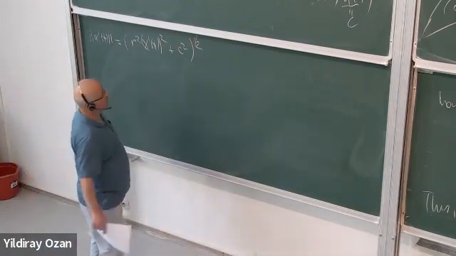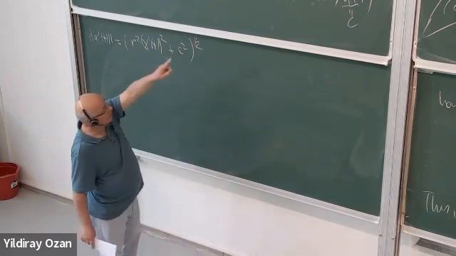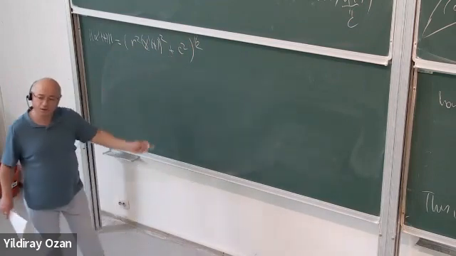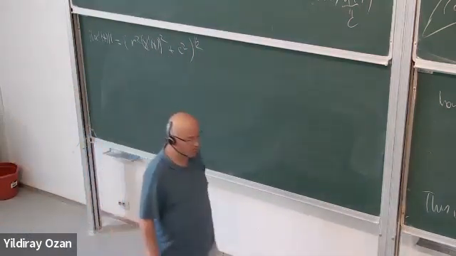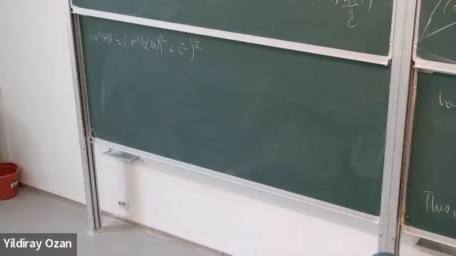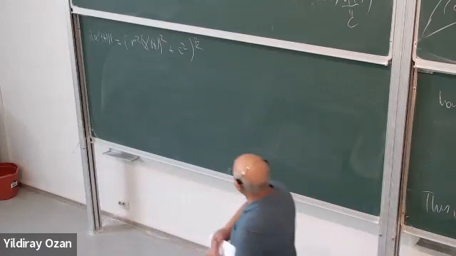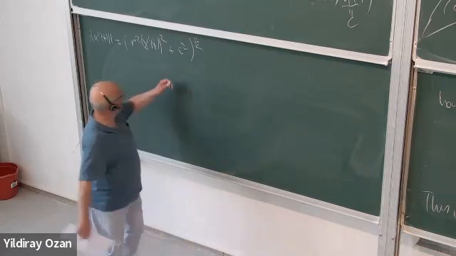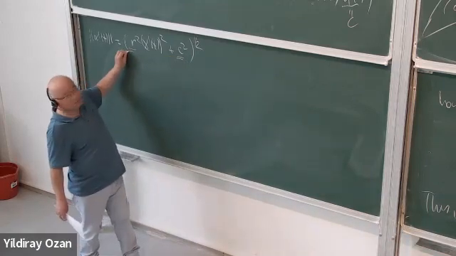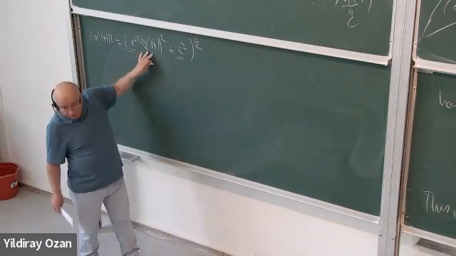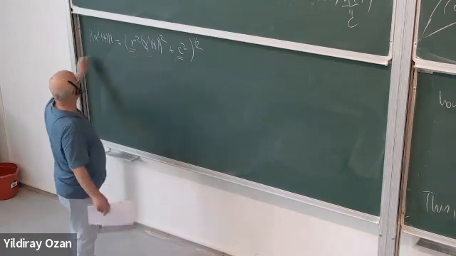This quantity must be constant because this is the speed of the alpha curve, and alpha is a geodesic. A geodesic has constant speed. Therefore, this is constant. This number is constant, this number is constant, therefore this has to be constant.